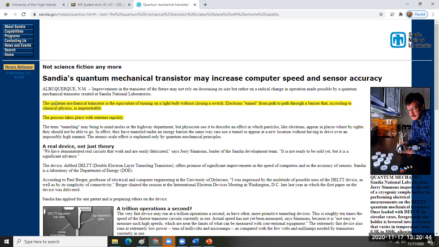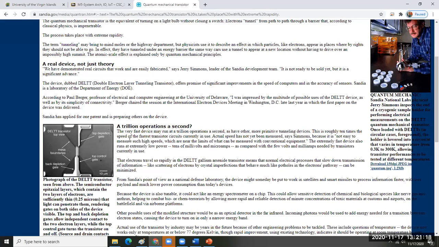Here's the next invention, the next innovation. It is a quantum mechanical transistor. It may increase computer speed and sensor accuracy. More importantly, when you're talking about a quantum level transistor, that is extremely small. That's like atomic level. So it shrinks down even further. They were talking about nanometers on the video. This is even smaller. And that allows you to build a chip that is capable of 1 trillion floating point operations per second. So extremely, extremely fast, right?